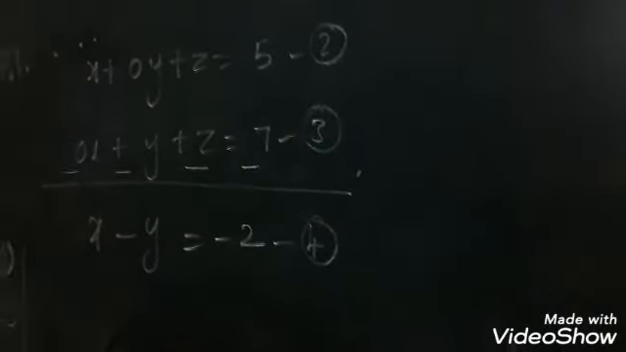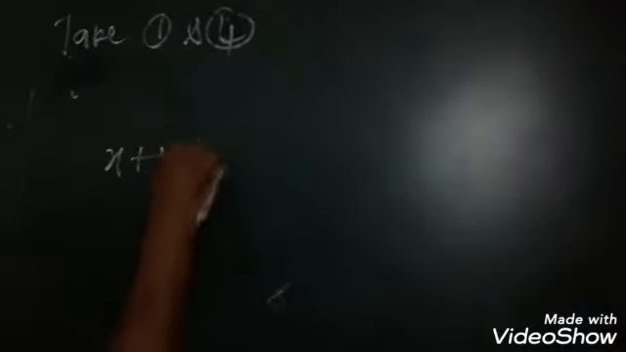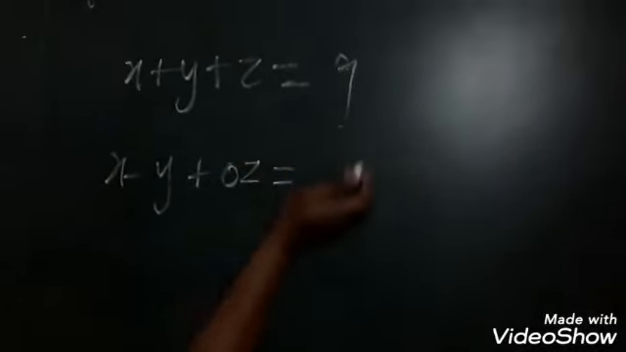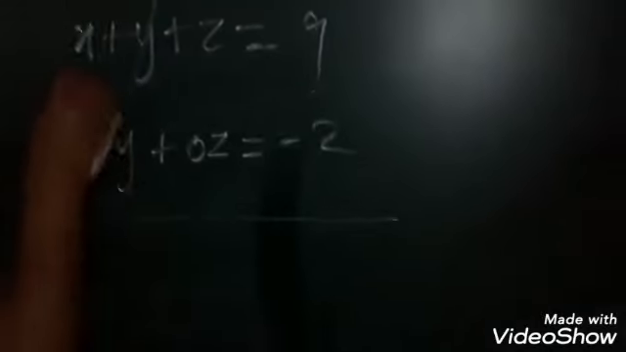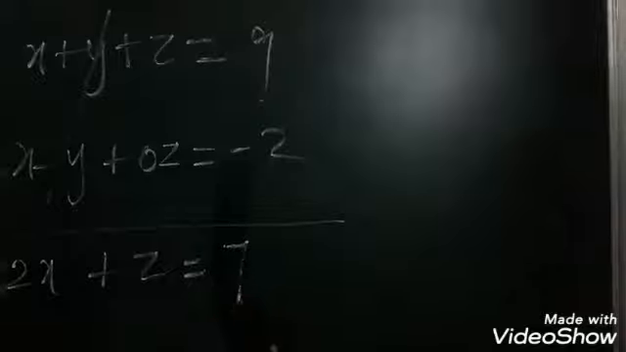Okay. Now I am going to take the first and the fourth equation. Now take 1 and 4. Okay. Now the x minus y they have given us is minus 2. Okay, here x plus y plus z is equal to what? 9. Then the last equation, the fourth equation, x minus y. So z is not there, so I put 0 for z. So minus 2. Now I am going to cancel y. Now x plus x, what? 2x plus z is equal to what? 9 minus 2, 7. Okay.